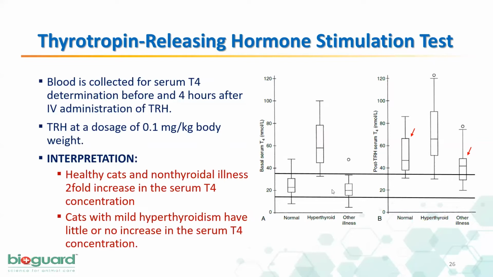So this will confirm that in case of a hyperthyroid cat, the TRH administration will not affect the levels of T4 because the thyroid gland is already hyperactive. The interpretation is also very easy: in healthy cats and cats with non-thyroid illness, there will be a twofold increase in the serum T4 concentrations.